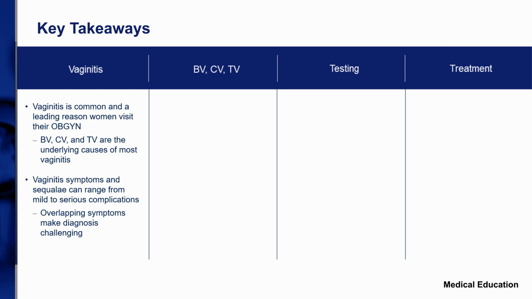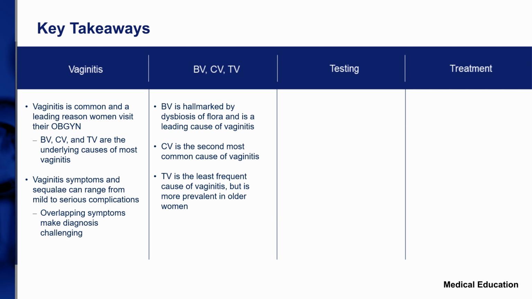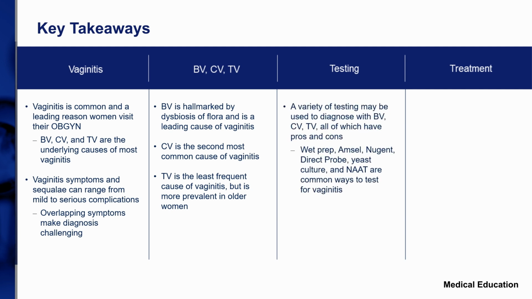So in summary, vaginitis is one of the common leading reasons women visit the OBGYN. The 3 major players, BV, CV, and TV, are some of the most common causes of vaginitis. Women with vaginitis symptoms can have mild to serious complications, and often overlapping symptoms can make diagnosis challenging. The major player, BV, is hallmarked by dysbiosis of vaginal flora and is the leading cause of vaginitis, followed by Candida vaginitis and Trichomonas. A wide variety of testing is used to diagnose the 3 major players of vaginitis, and this could be done either in the clinic setting or in laboratories. And we've discussed both the pros and cons for each of these methods. And finally, treatment should be tailored to the underlying cause of vaginitis. Therefore, it becomes highly important to accurately diagnose the cause of vaginitis for better patient management.